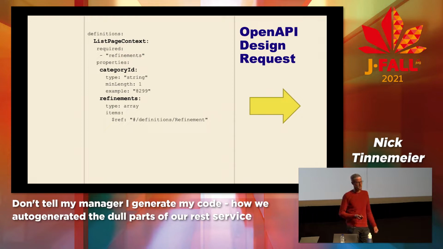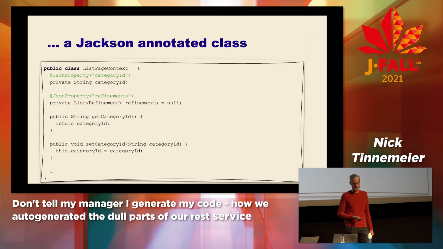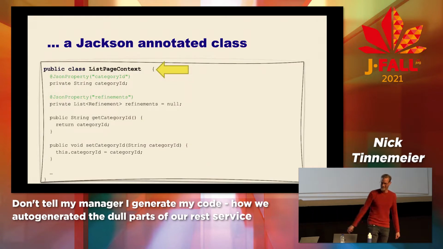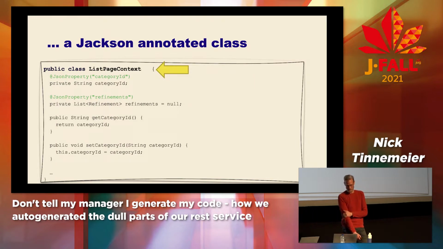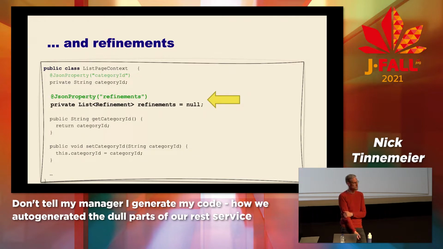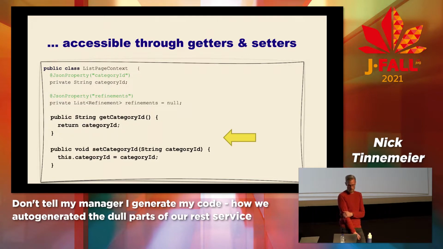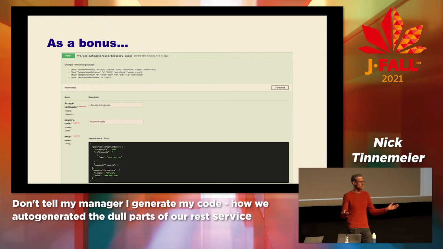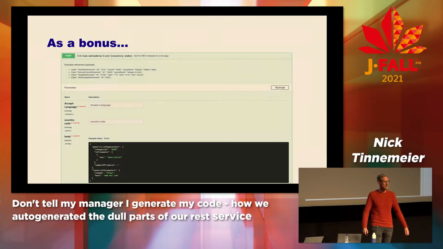because the list page context specification that consists of a category ID and a list of refinements is also being auto-generated into a Jackson, oh gosh, annotated class. Yes, right. The list page context, there it is. So there you have the category ID, list of refinements, which are all accessible through getters and setters. And like I said, setters, so this is in fact mutable, and I'm going to tell you why we don't really like that later.